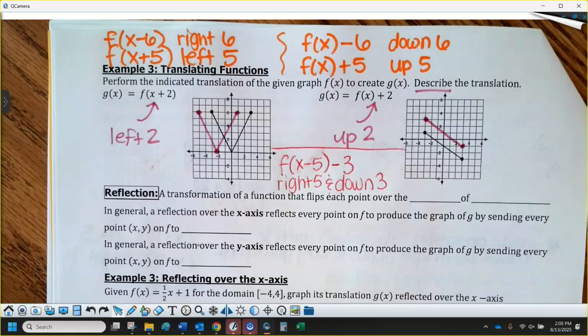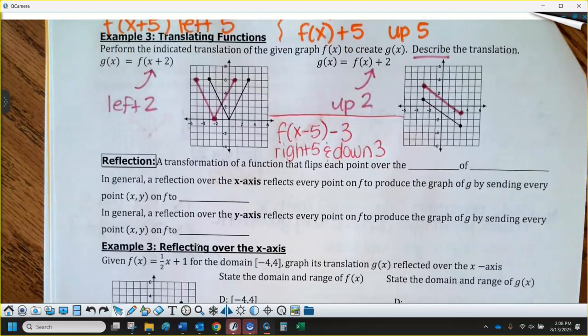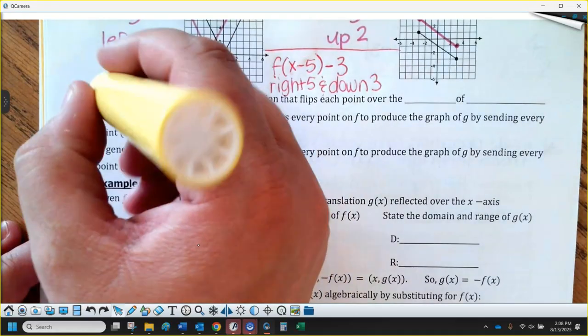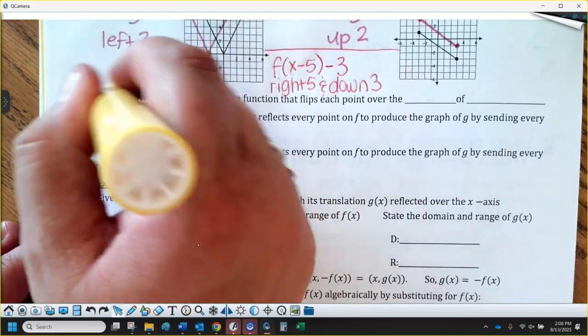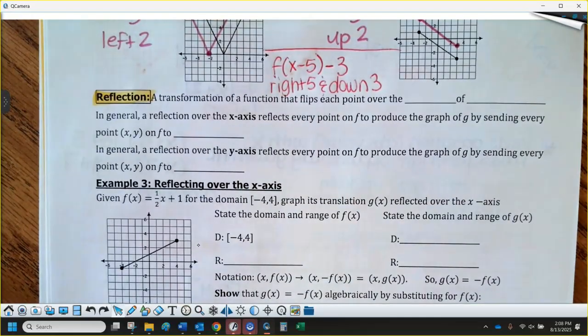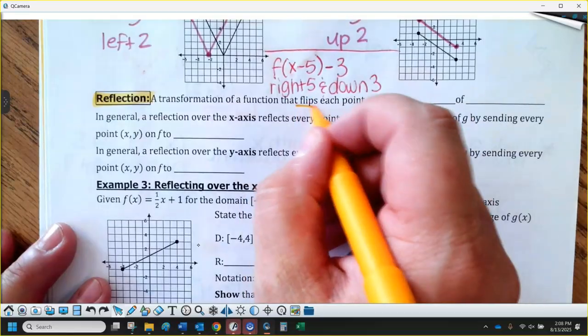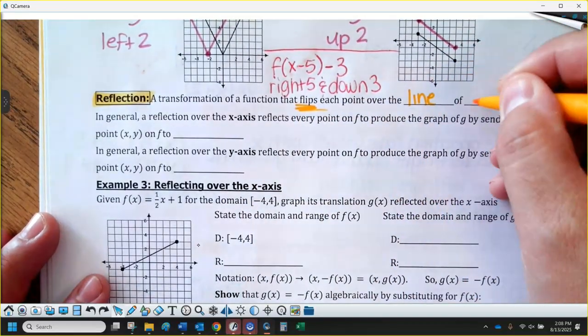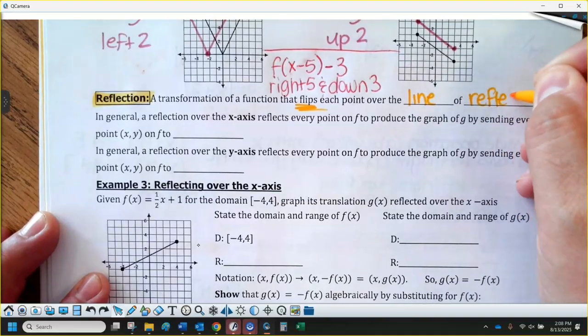Okay. The other thing we're going to talk about real quick is a reflection. So we did translations. We're going to do reflections. This is just 2 possible things that can happen. A reflection doesn't change the shape or the size, it's just going to flip the graph over. A transformation of a function flips each point over what we call the line of reflection. Those are those 2 little blanks there.